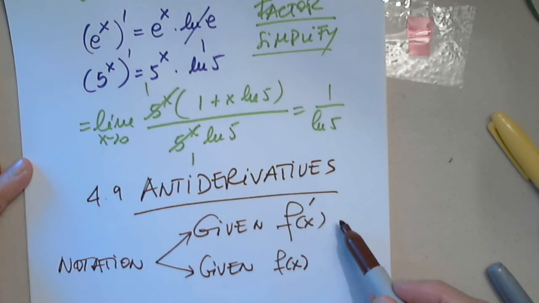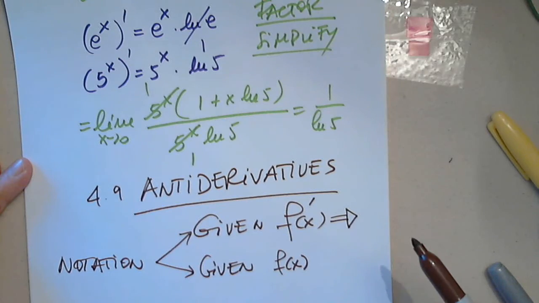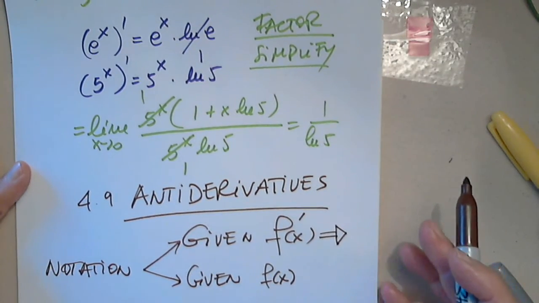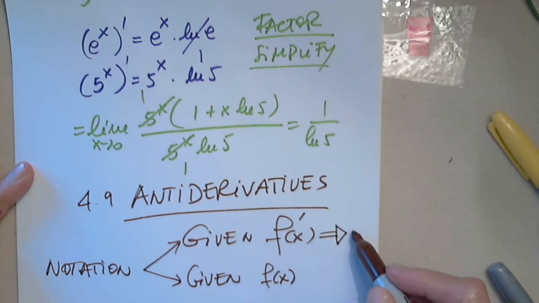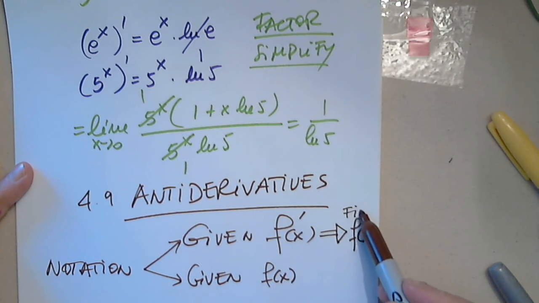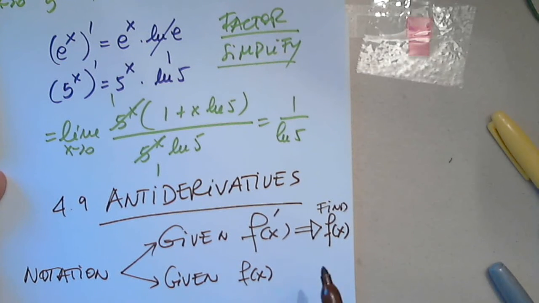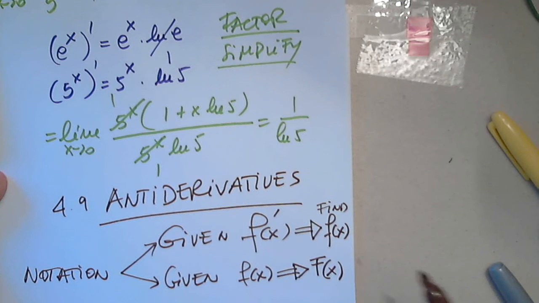If we are given f prime, and you can say, what's such a big deal? It's just a notation. Yes, but you will see later why. If we're given f prime, we're asked to find f of x. If we are given f of x, we're really asked to find uppercase F of x. Again, what's the big deal? Doesn't really matter. The notation, if it's x or t, doesn't really matter. You'll see the notation comes into play a little bit later.